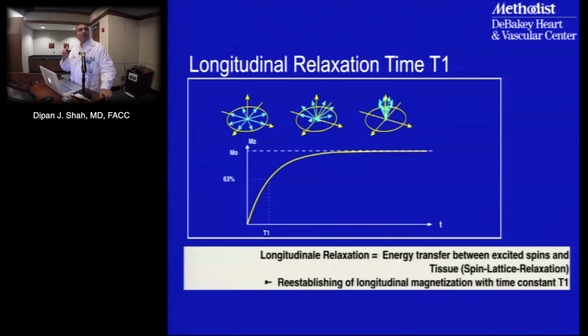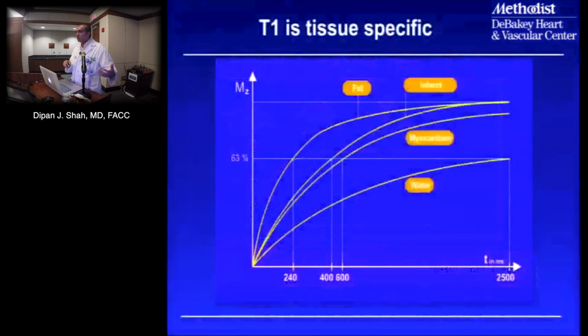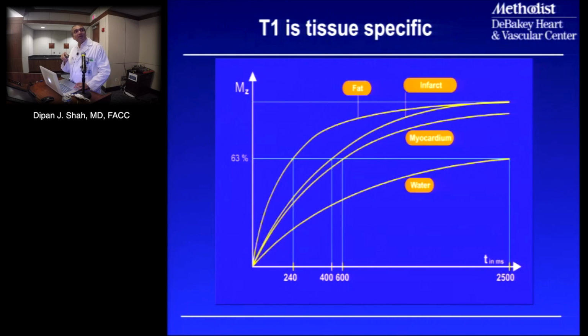And so this again now is what's called the longitudinal relaxation that occurs, and this reestablishes your longitudinal magnetization. And again, this will happen over time, and the rate that this occurs at is also a function of the tissue. So fat has a certain T1 relaxation or recovery time compared to myocardium, normal myocardium compared to water. So they all have slightly different times.